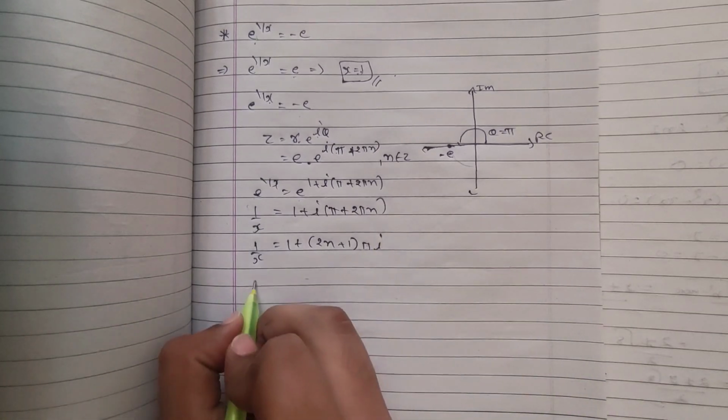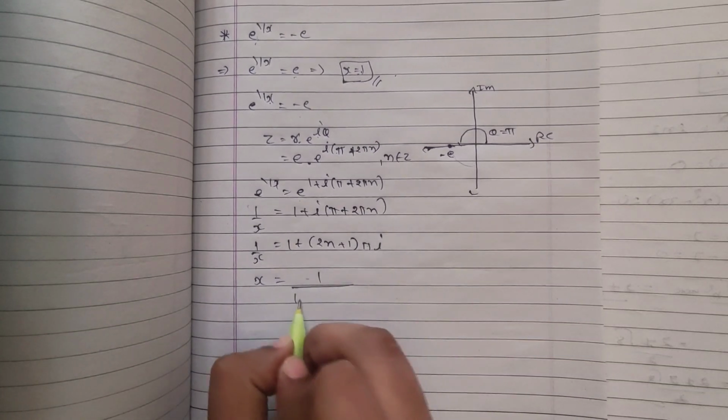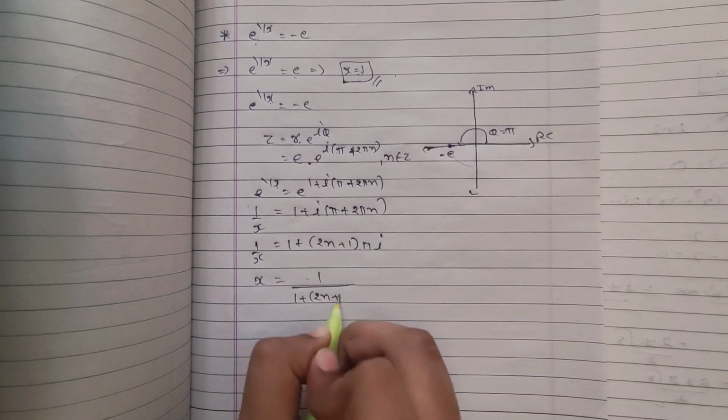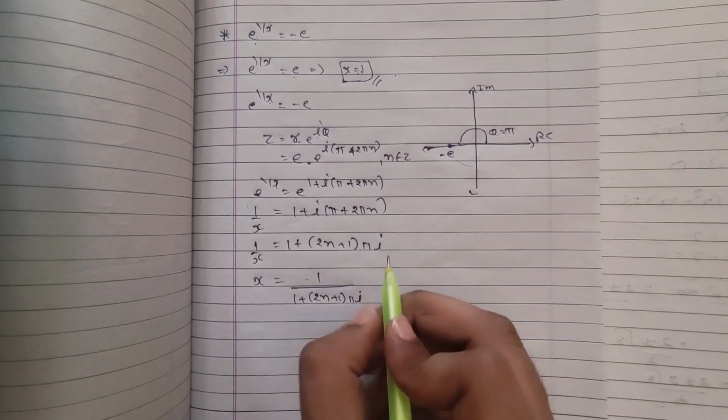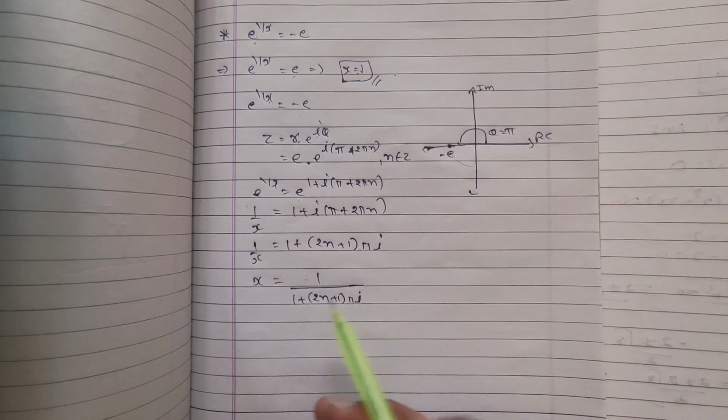right? So now again if I want to find out the value of x, then it will become 1 divided by 1 plus (2n plus 1) into pi iota, right? This will be the value of x. But if I want to find out further, I have to simplify this equation.